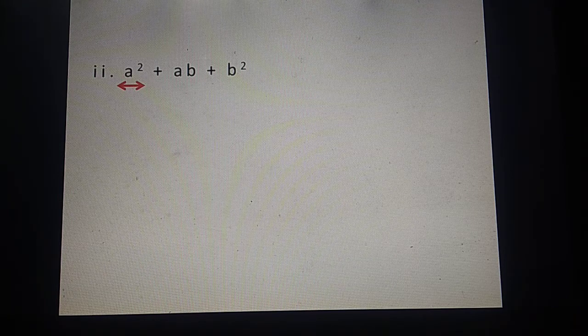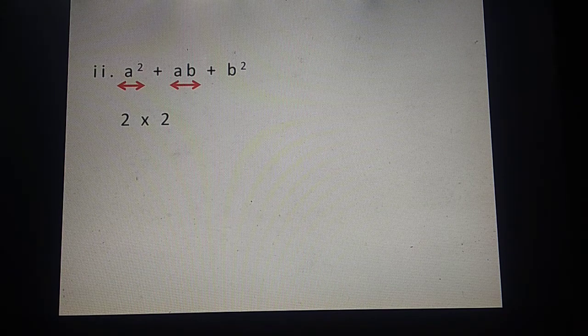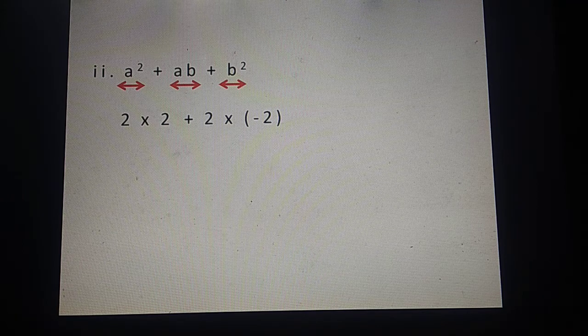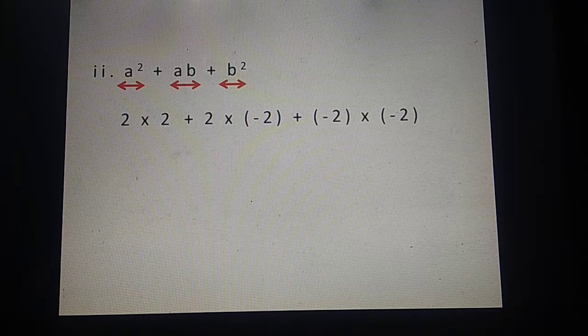Second, it's a square plus ab plus b square. So first we will start with the first term. A square means a into a, that is 2 into 2. Plus, second term is ab, that is a into b, which means 2 into minus 2. Next term is b square, that is b into b, that is minus 2 into minus 2.